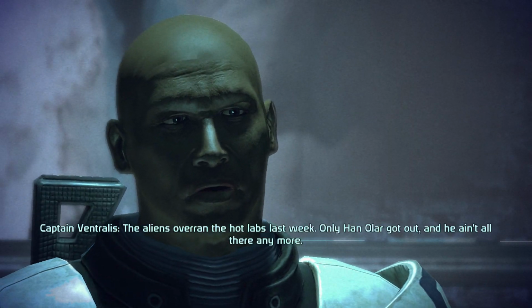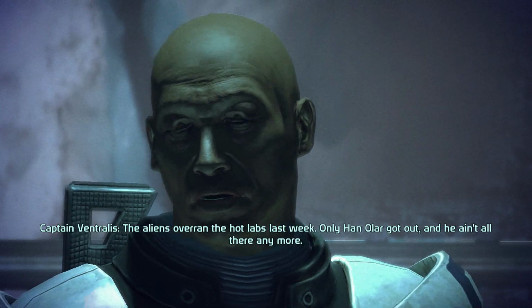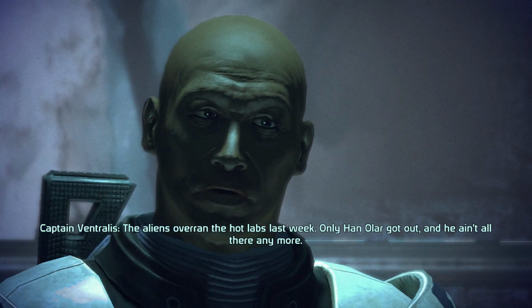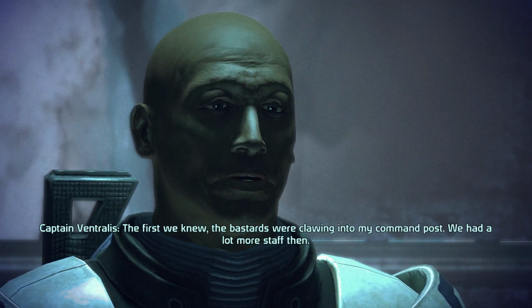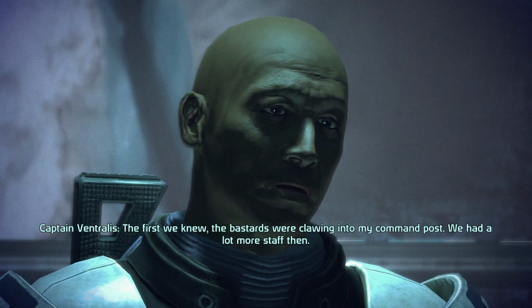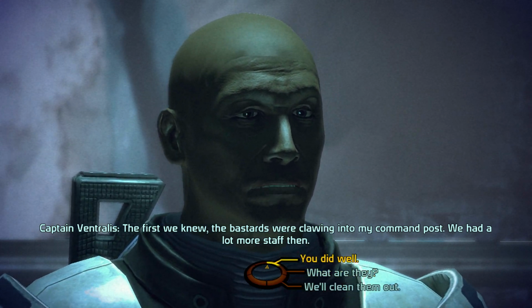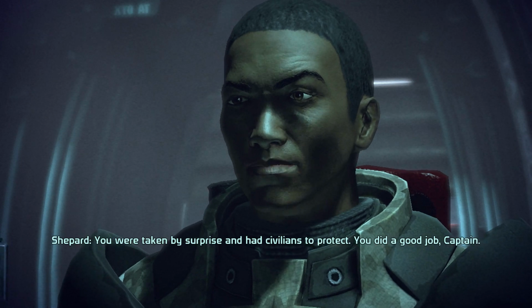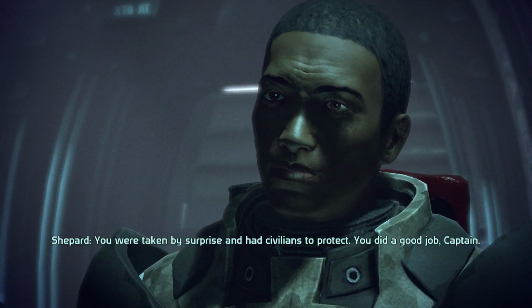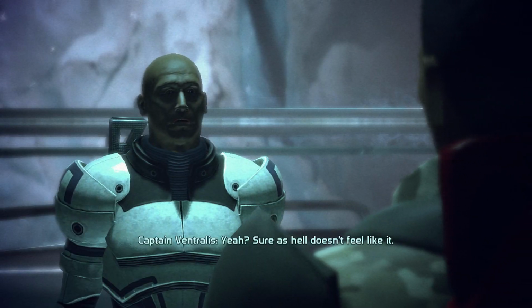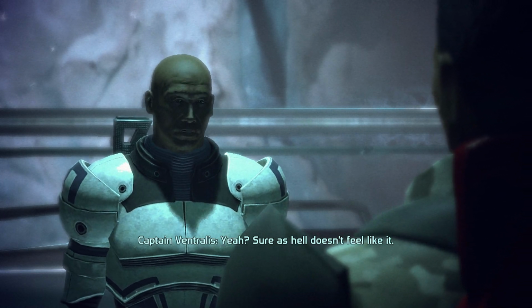The aliens overran the hot labs last week. Only Han Olar got out, and he ain't all there anymore. The first we knew, the bastards were clawing into my command post. We had a lot more staff then. You were taken by surprise and had civilians to protect. You did a good job, Captain. Yeah? Sure as hell doesn't feel like it.